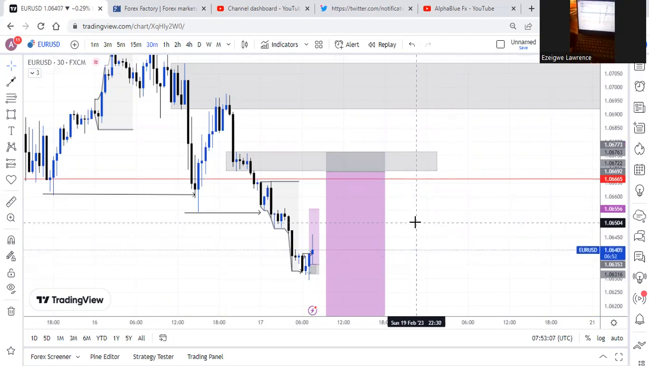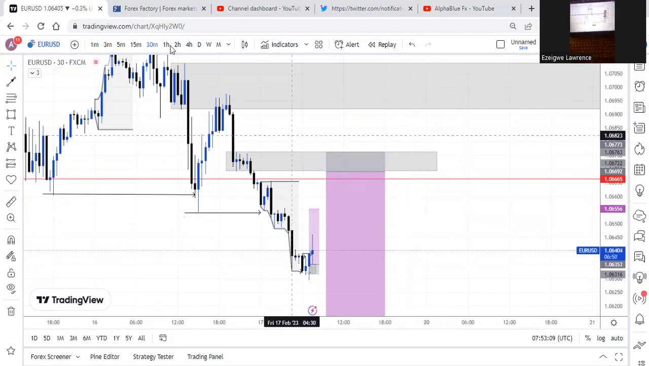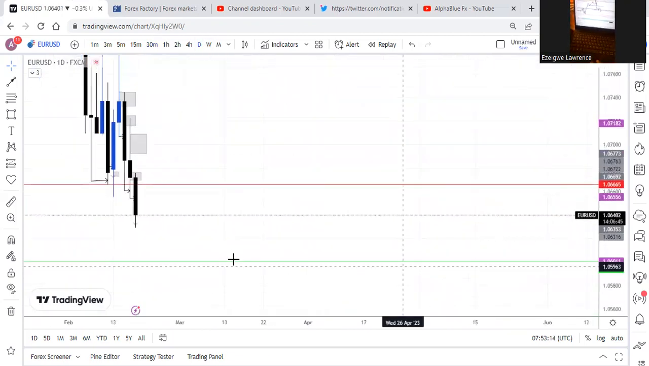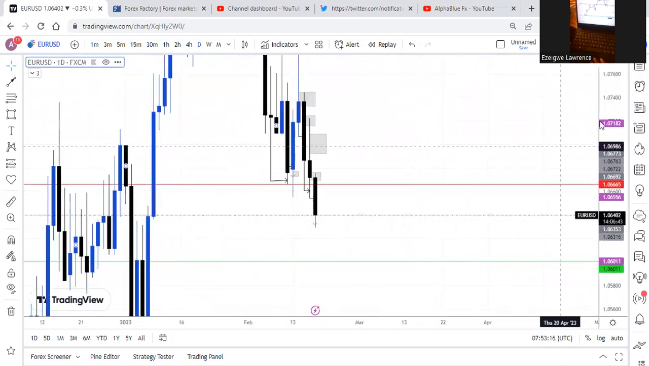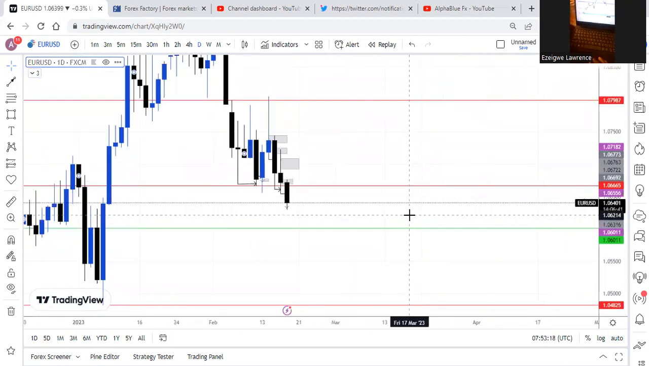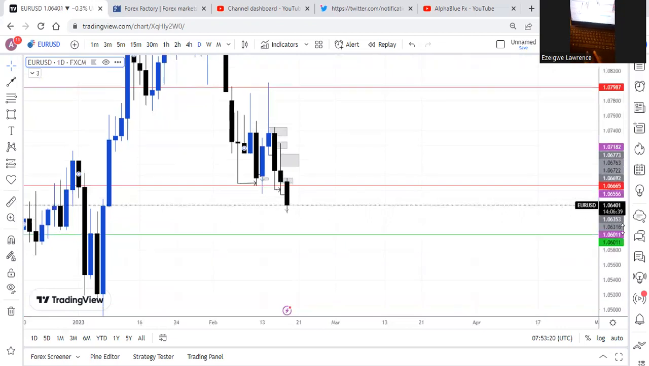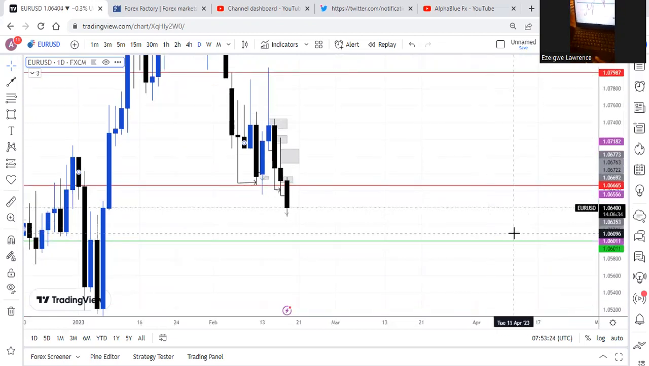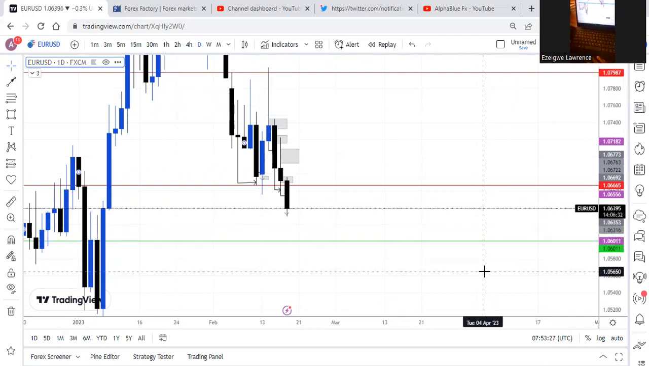Looking at the daily time frame, can you hear me? Looking at the daily time frame, the market has broken a very, very major support zone. You understand? And now the market is heading towards 1.06011. That's the next target for the market.